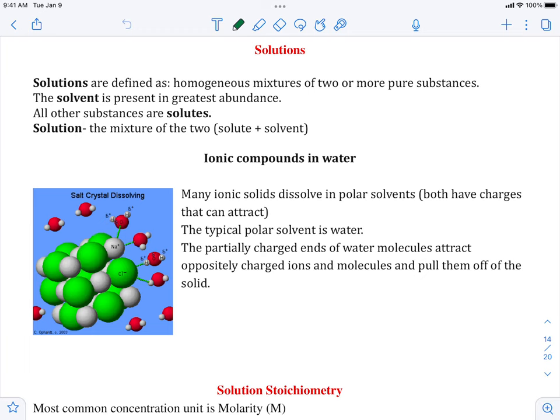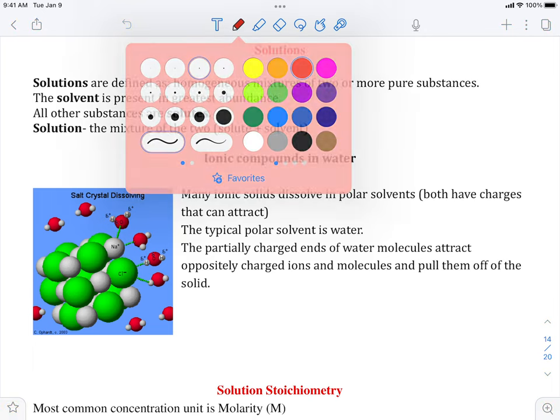All right, today we're talking about solutions. So let's start off with a definition. A solution is defined as a homogeneous mixture of two or more pure substances.